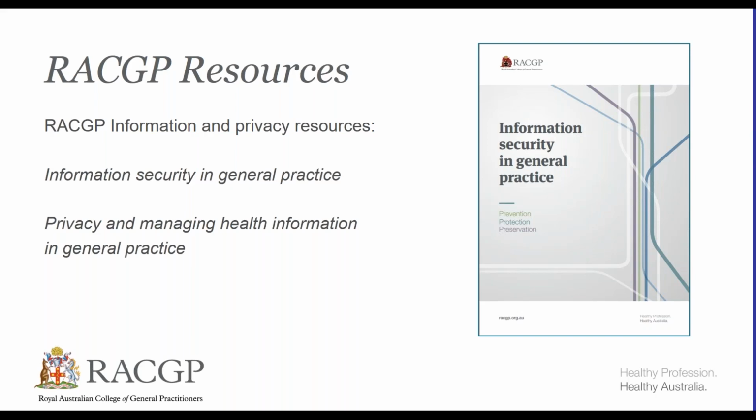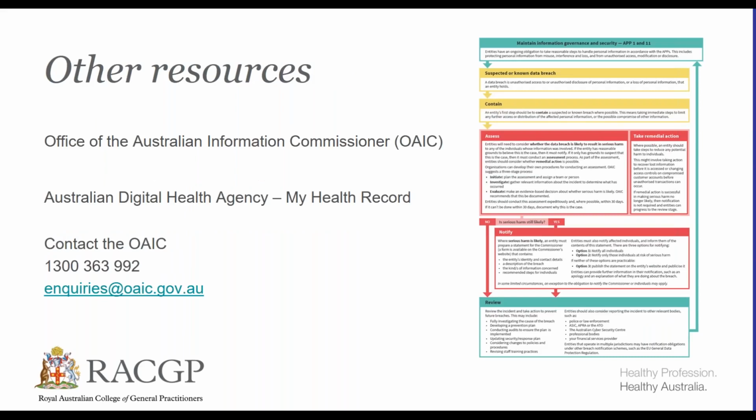The OAIC has also developed really good information and resources. So you can see on the screen another flow chart, and this is again about what to do in the case of a data breach. It takes you through a suspected or known data breach, how to contain that, how to assess it, then to work out whether serious harm is still likely, and then if you need to notify, what you should do, and takes you back to a review afterwards to review your processes. And there's the number for the OAIC on the front.